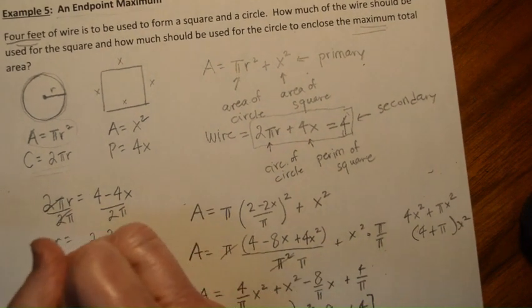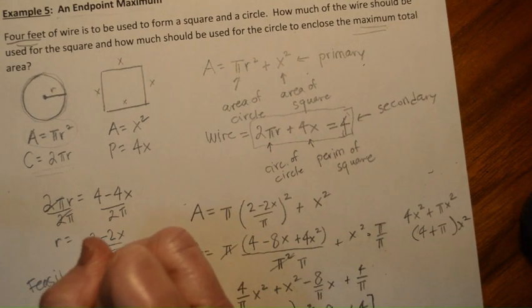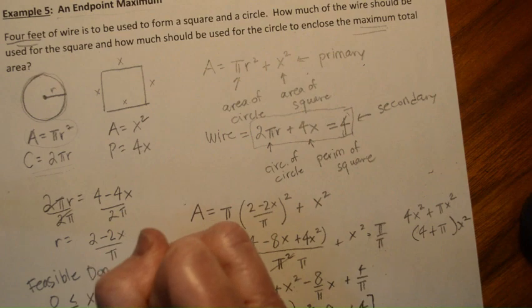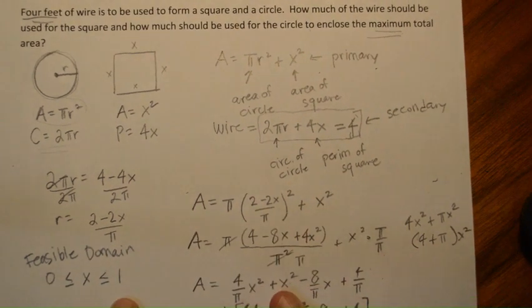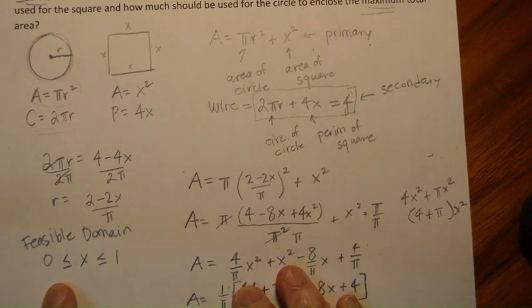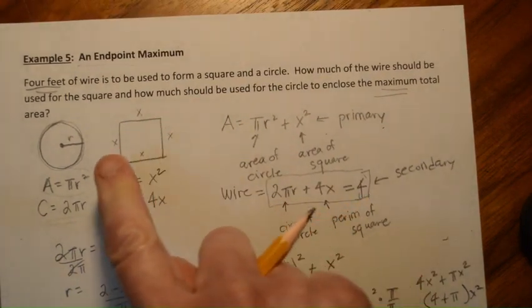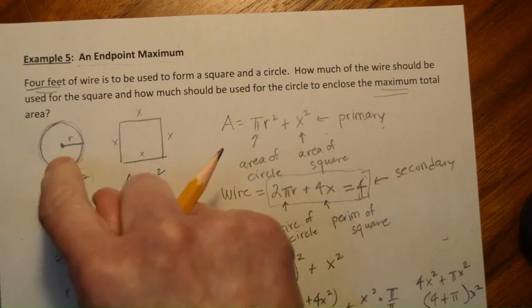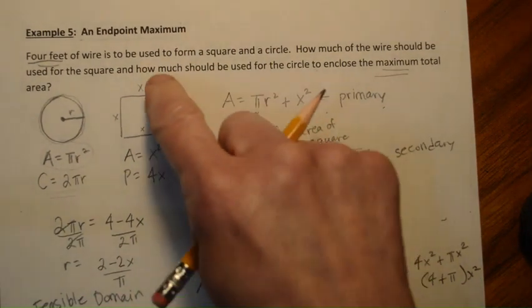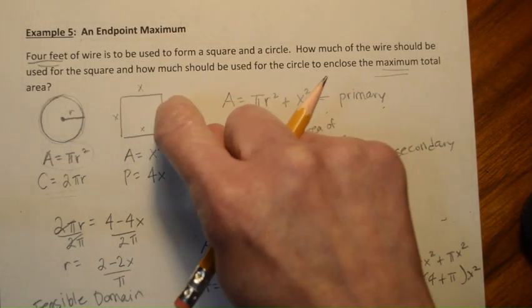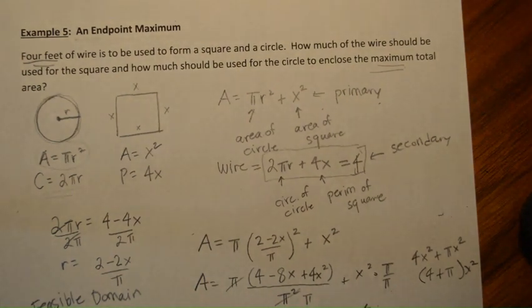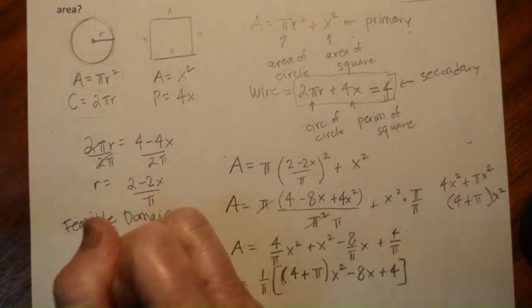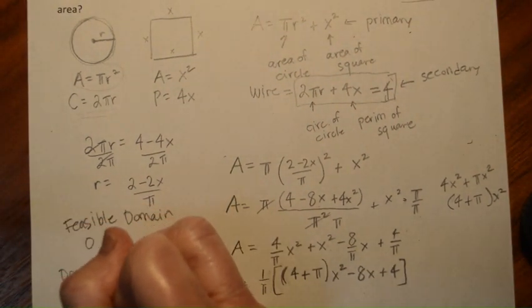All right, so again, this is our feasible domain, where we're just going to say it's got to be between 0 and 1. 0 is if I use none of it to make the square, and all of it goes to the circle, and 1 is if I use all of it to go to the square, then each side could be 1. All right, so again, we'll note here, domain is bounded.